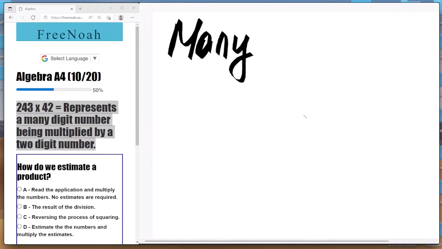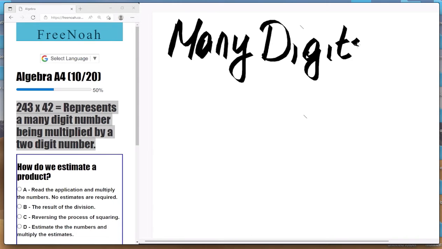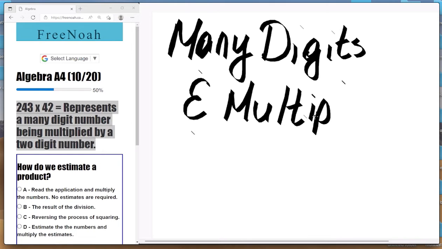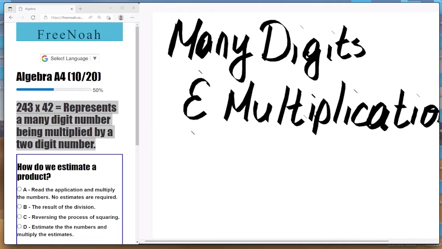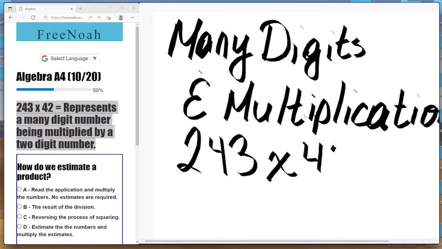And so 243 times 42 represents a many-digit number being multiplied by a two-digit number, right? In 243, you've got the 3 in the ones place value, the 4 in the tens place value, and the 2 in the hundreds place value. In the number 42, the ones and the tens place values are being occupied, right? So let's go ahead and solve this out.